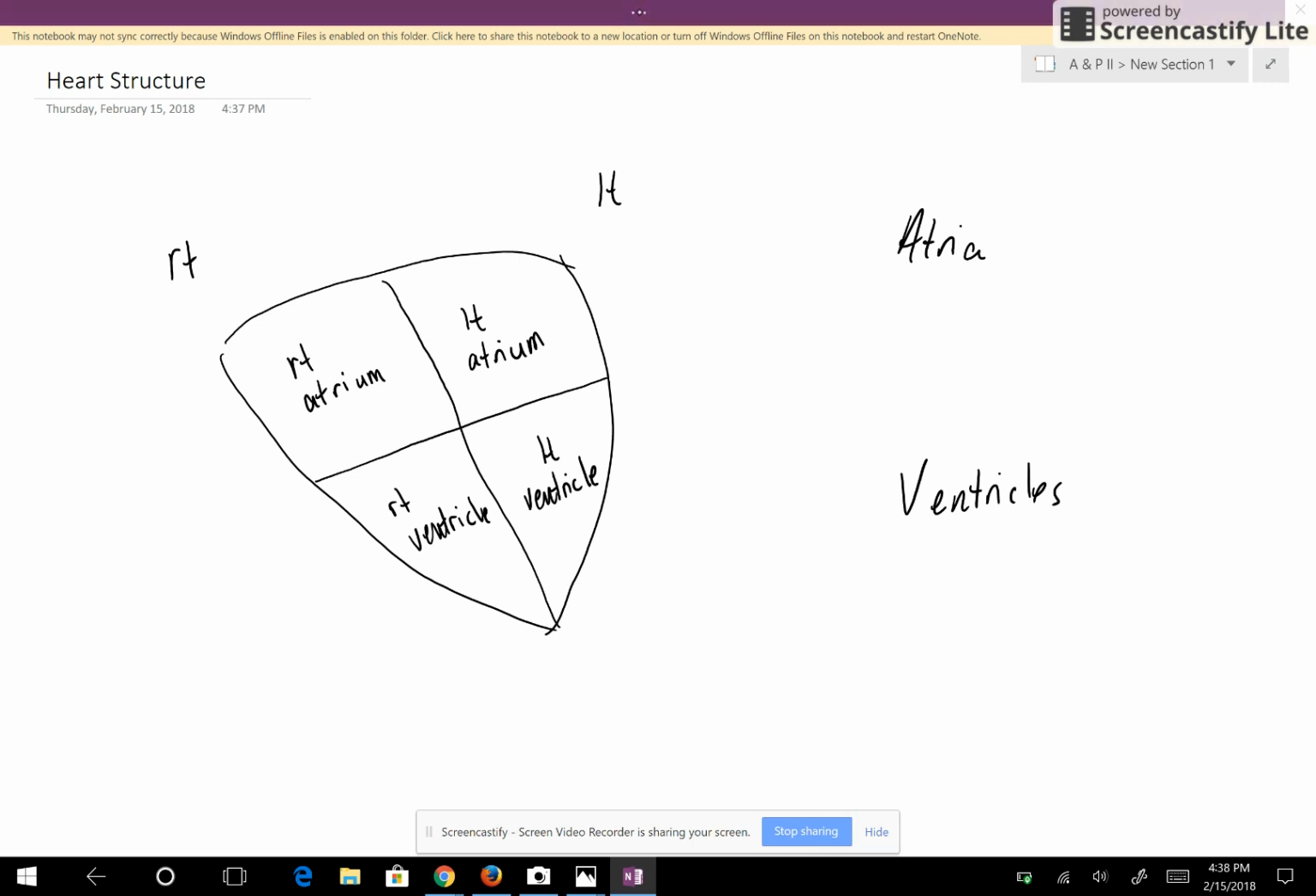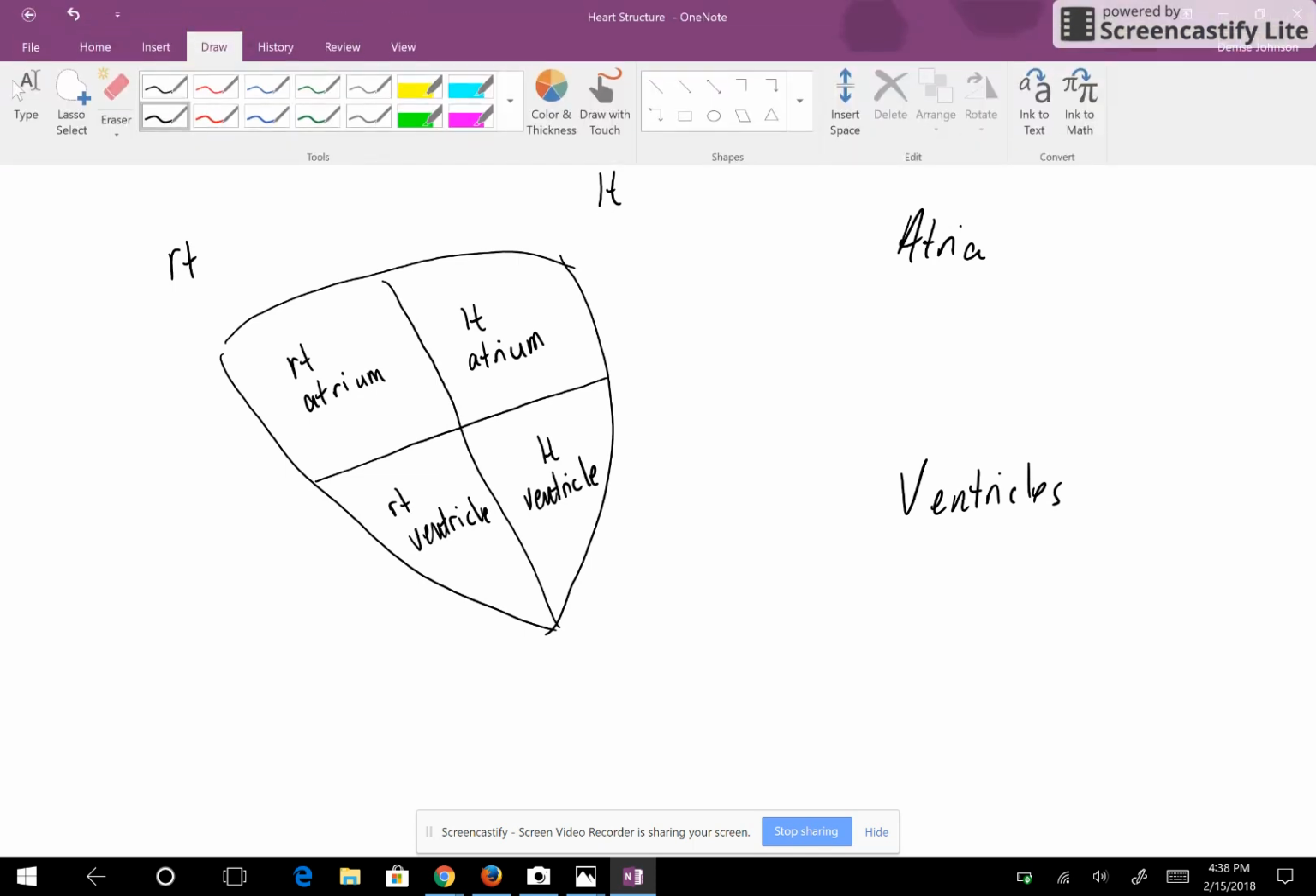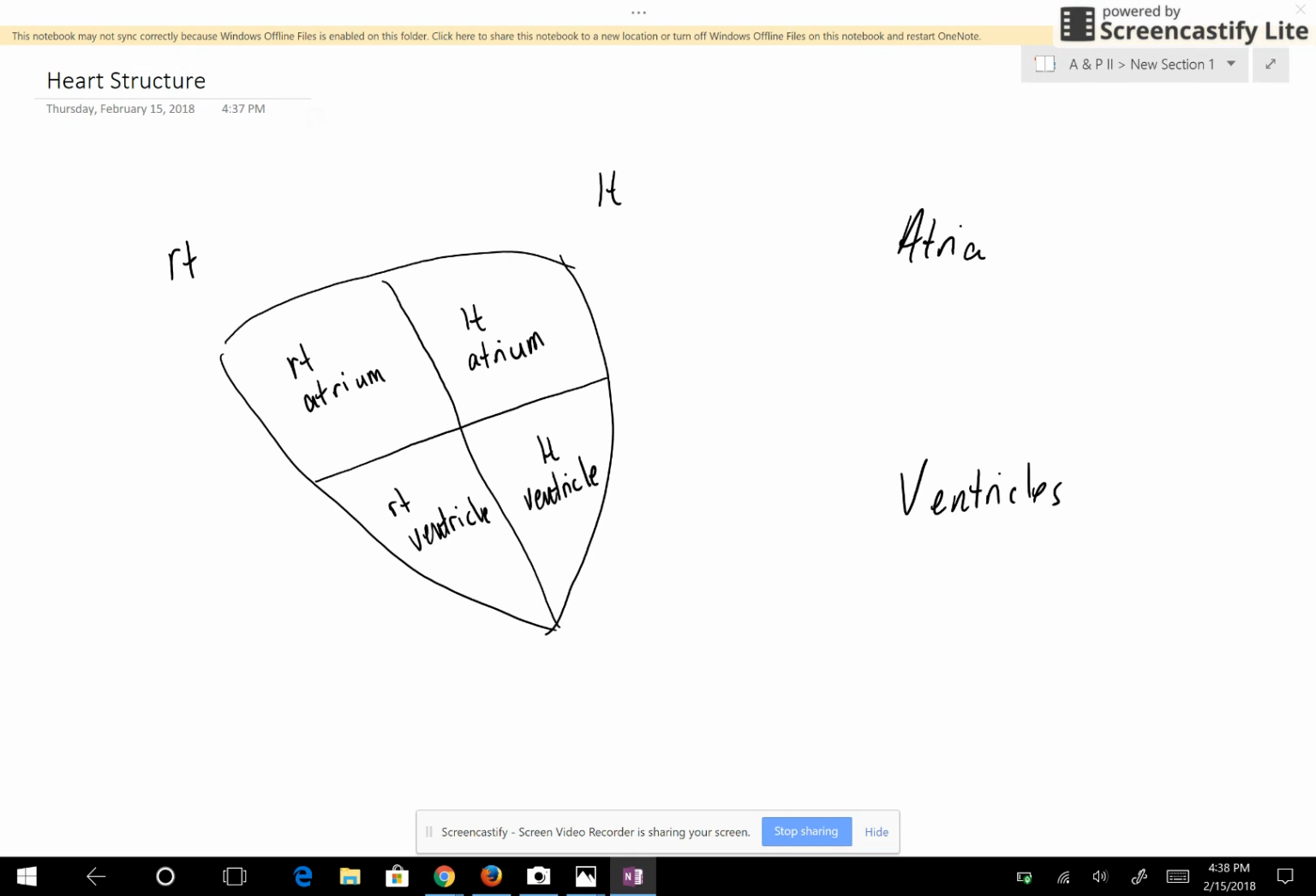Okay, we want to look at our 4 valves. So I'm going to draw our 4 valves, and I want to make those green in color. So here's a valve here between the right atrium and the right ventricle, and a second valve here between the left atrium and the left ventricle. Let's name those 2 valves. Those are both atrioventricular valves because they're in between the atria and the ventricles.